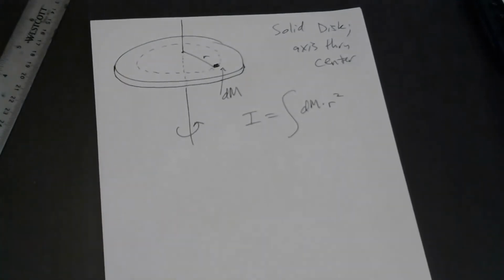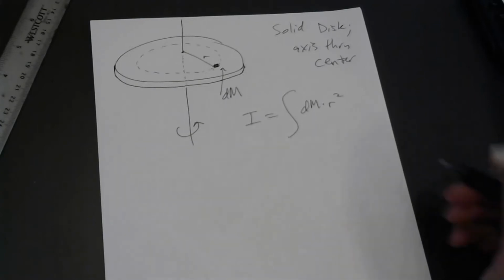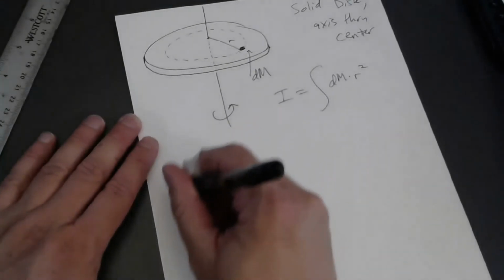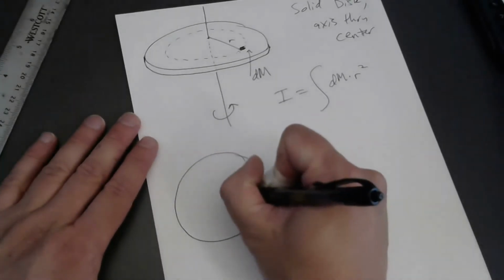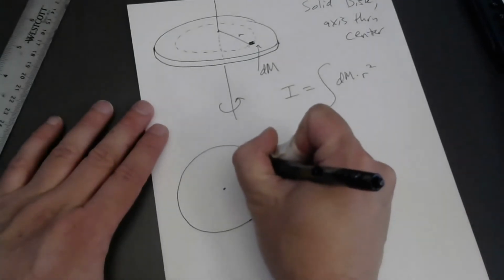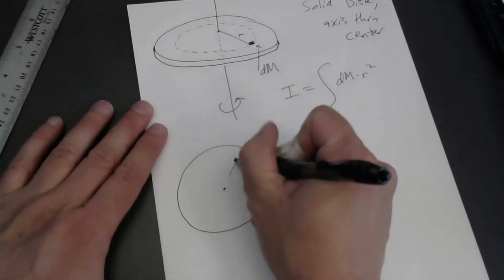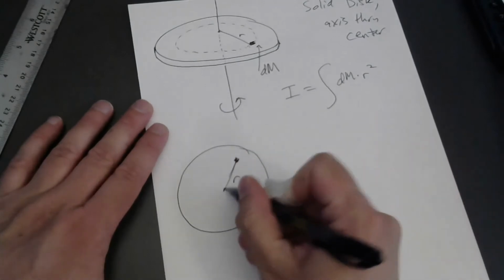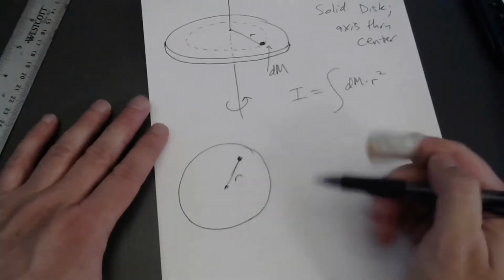And we're going to see a very simple formula plops out. It's a lot like the 1/12 ml squared in the case of a rod rotating about an axis through its midpoint. Okay, well, let's take a top view here. Let's look down on the disk. Here's the axis coming out of the page here. Here's a particular piece of mass with radius r, and I'm not going to label it yet.